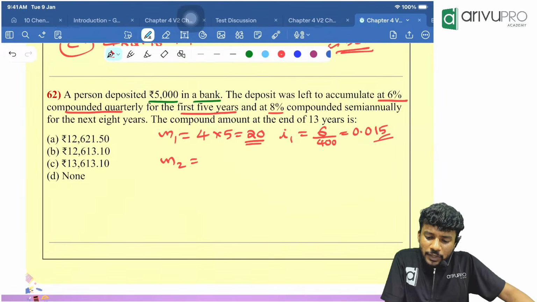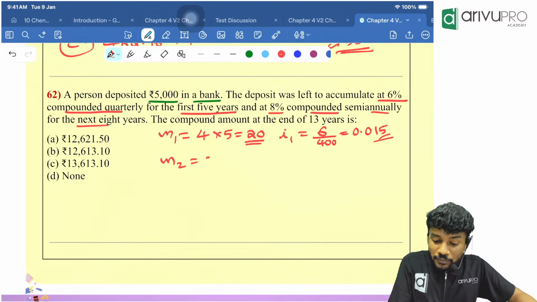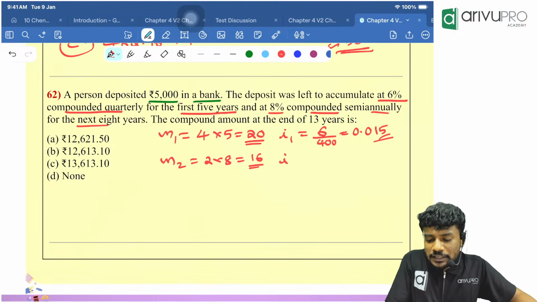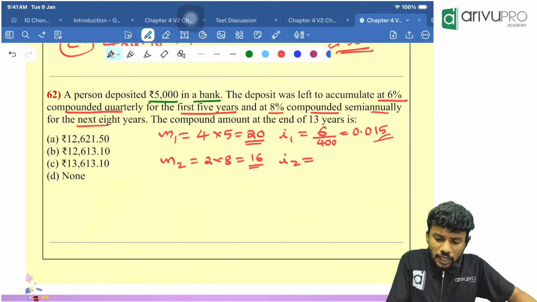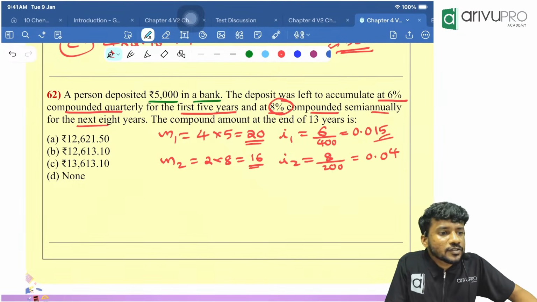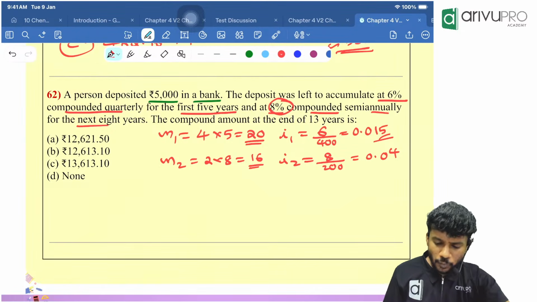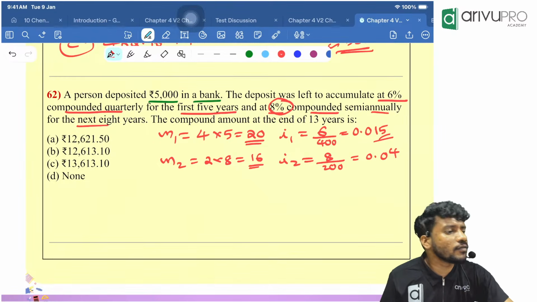Then can anyone tell me what is N2? And at 8% compounded semi-annually for the 8 years. So N2 will become 2 into 8, which is nothing but 16. Then similarly I2 will become what? The rate divided by 200, that is 8 divided by 200, which comes to 0.04. We have our N1 value, I1 value, N2 value, I2 value, everything.